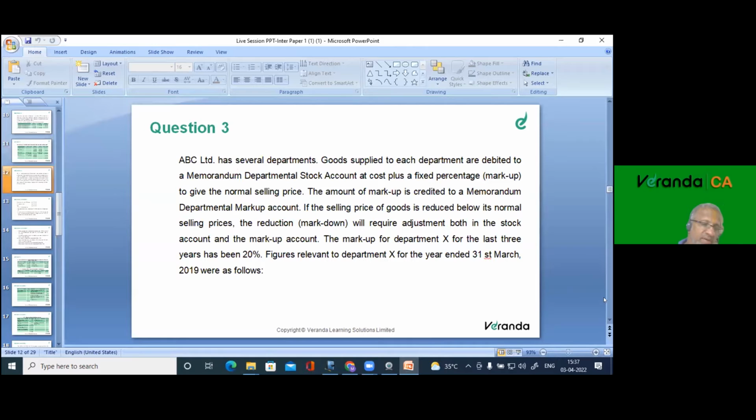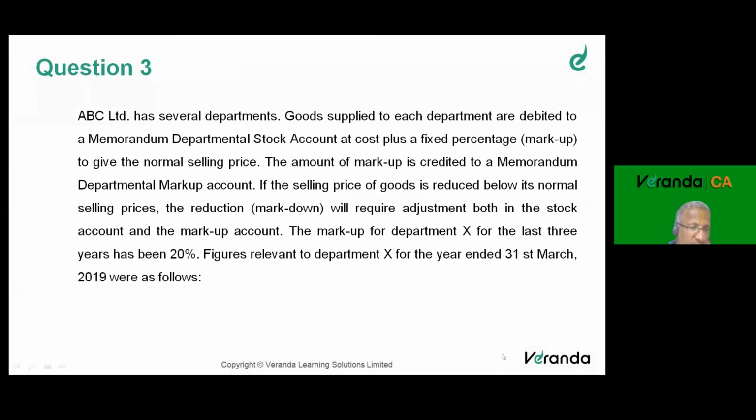ABC Limited has several departments. Goods supplied to each department are debited to memorandum department stock account at cost plus fixed percentage markup, to give the normal selling price. The amount of markup is credited to departmental markup account. If the selling price of the goods is reduced below its normal selling price, the reduction, markdown, will require adjustment both in stock and markup account.